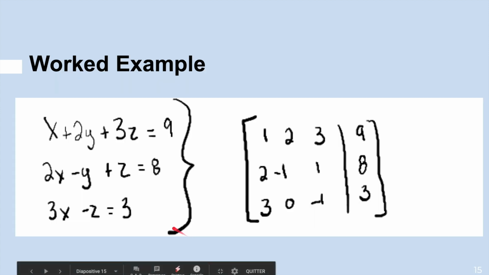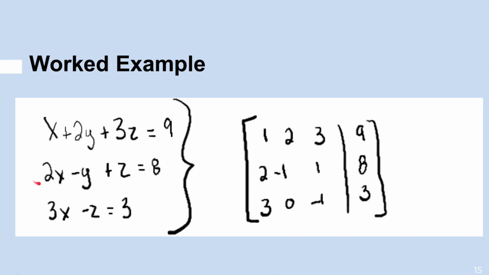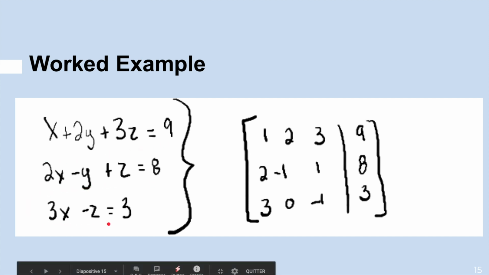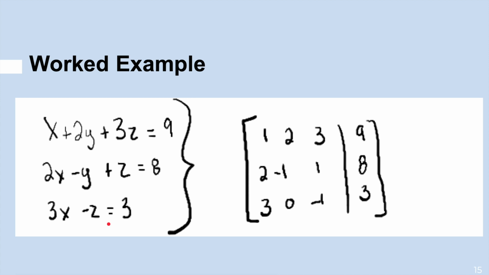So, first thing is we have our set of linear equations. This is x plus 2y plus 3z is equal to 9, 2x minus y plus z is equal to 8, 3x minus z is equal to 3. So the question that you would be asked is solve for x, y, and z.